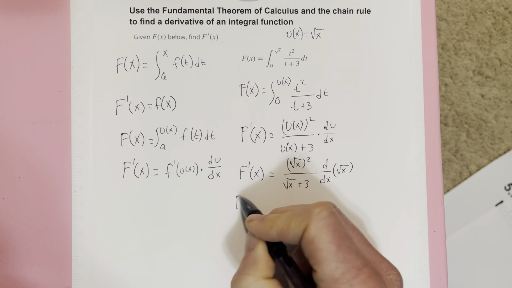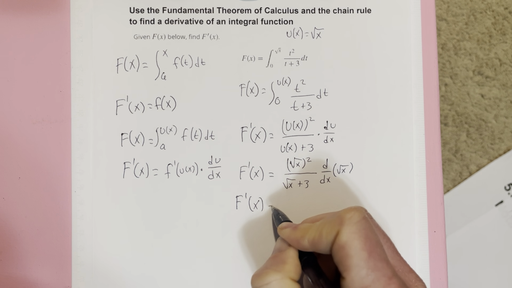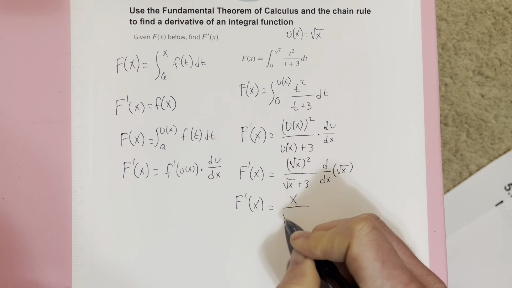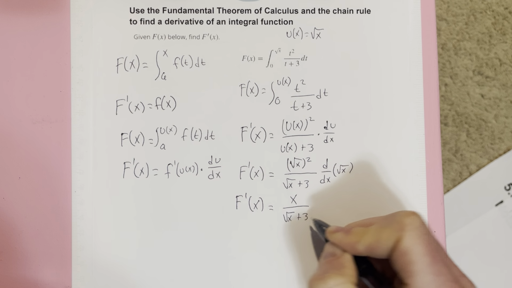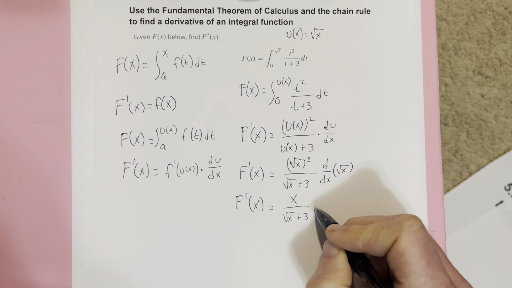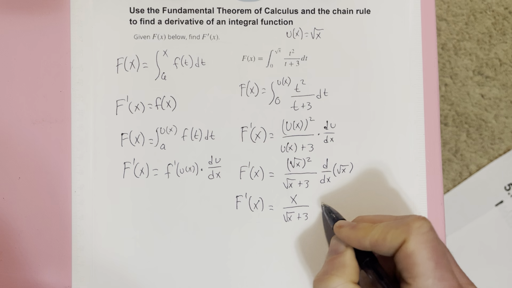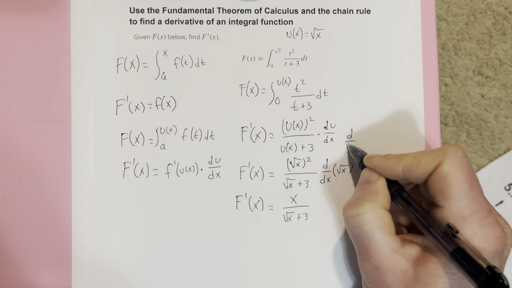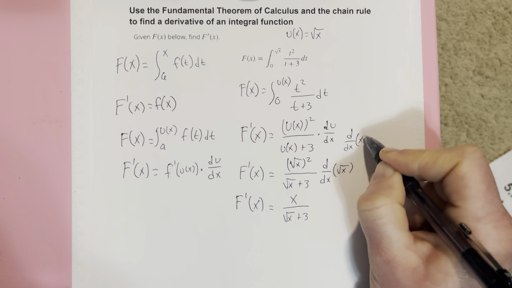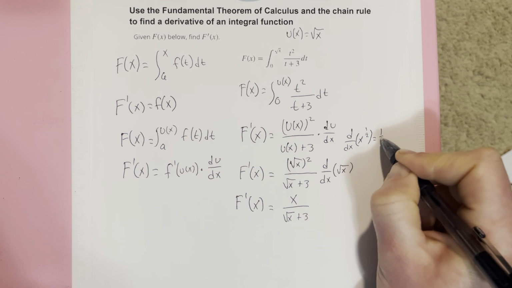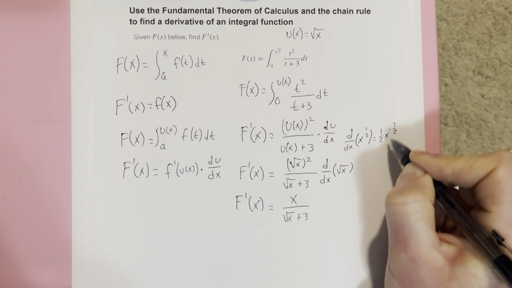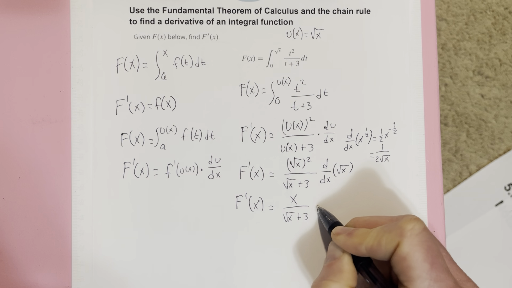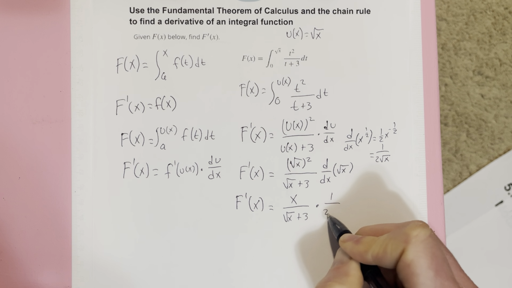So I end up with F prime of x, when I take the square of root x, I end up with x over root x plus 3 times the derivative of this, which would be 1/2. Well, we're going to write that here. The derivative of x to the 1/2 is 1/2 x to the negative 1/2, which is 1 over 2 root x. So I'm really multiplying by 1 over 2 root x here.